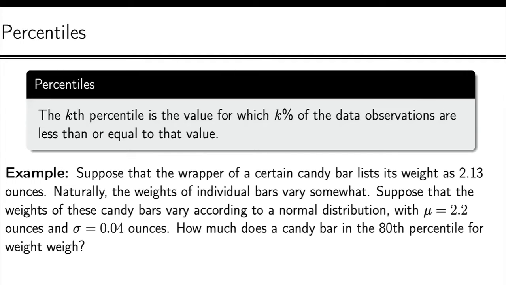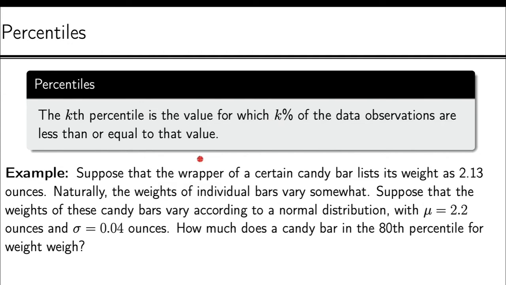The final thing we're going to do with our z-scores is actually use our table in reverse. And this is where we talk about percentiles. A percentile, the kth percentile, is the value for which k% of the data observations are less than or equal to that value. For example, suppose I took a test and I know that my score was in the 70th percentile. That means that 70% of individuals scored less than or equal to what I scored. So that's what a percentile is.